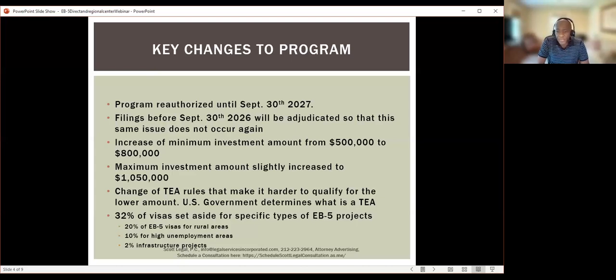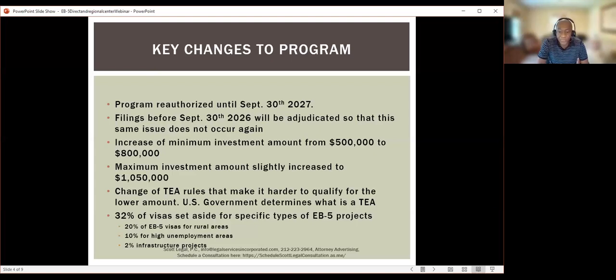The next bullet is getting at the confusion when the program paused. I didn't get into a lot of detail before, but before March, the regional center program was paused for almost a year because Congress didn't reauthorize the program. There was a lot of uncertainty with respect to adjudicating petitions because USCIS just stopped adjudicating petitions. But the new rules make it such that any petition that's filed before September 30th, 2026 will be adjudicated. So this was a great change.